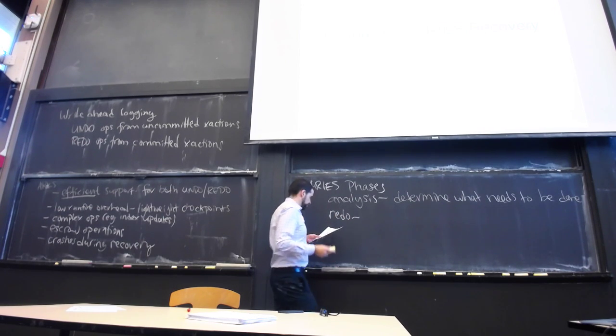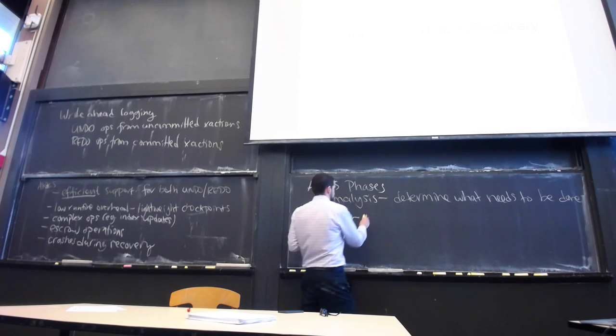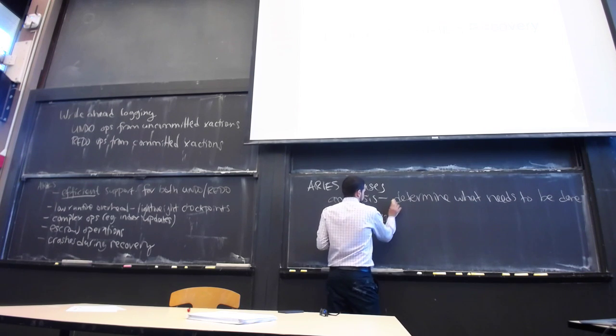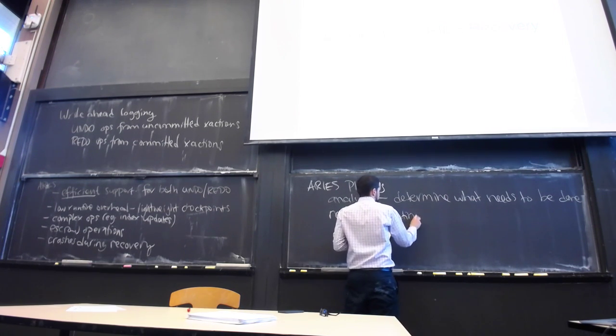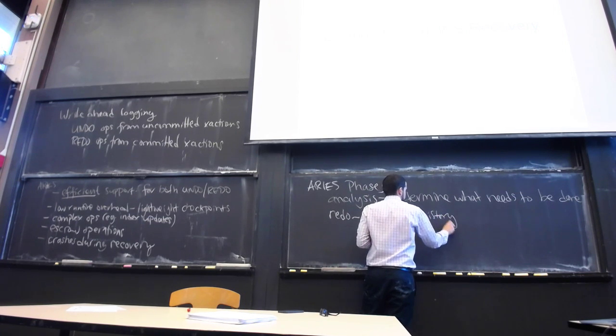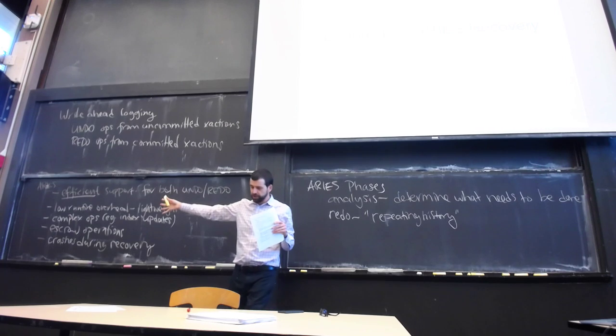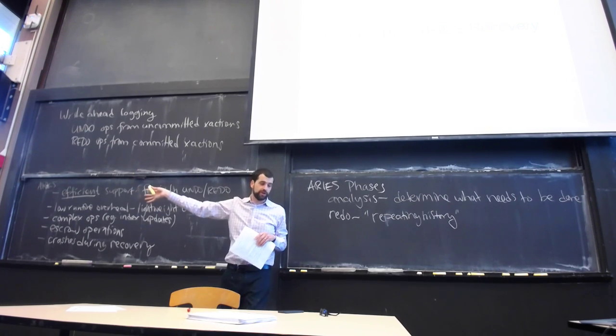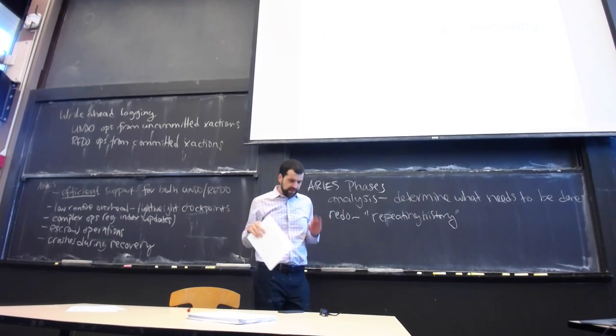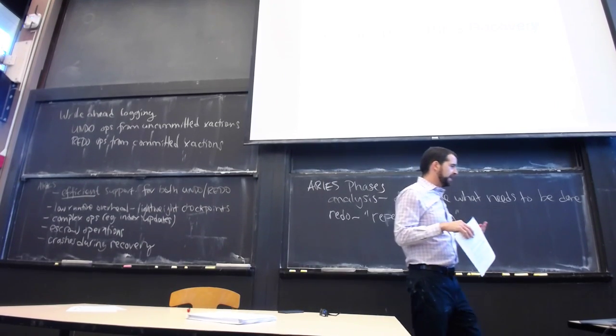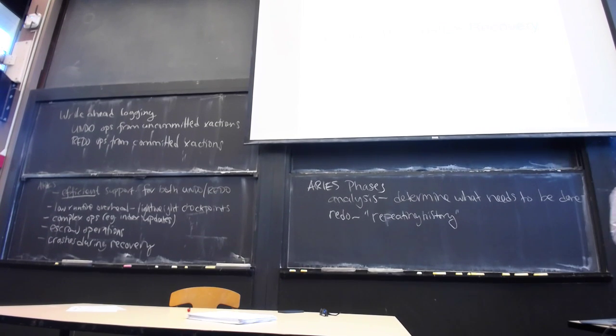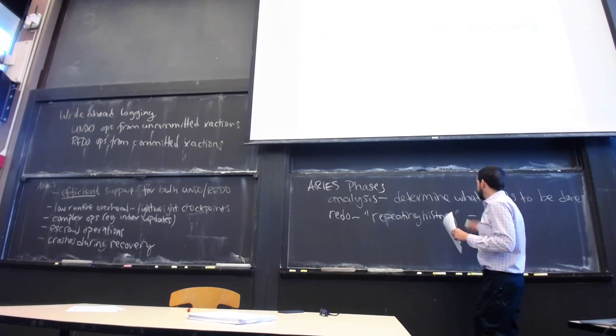Okay, then they do what's called redo, which, as I mentioned last time, they call repeating history. This is a pass from the start of the log forward, and what they do in the redo pass is something that's a little bit unusual. They actually reapply all of the operations that appear in the log, whether they belong to committed or uncommitted transactions. So even if they know that a transaction is eventually going to abort, they still reapply its operations at redo time.